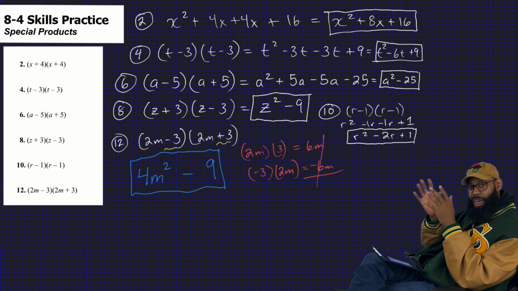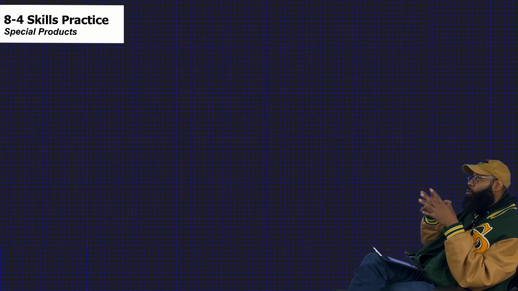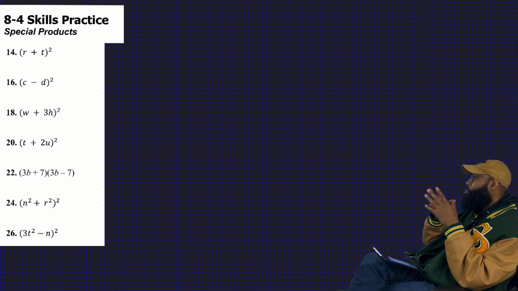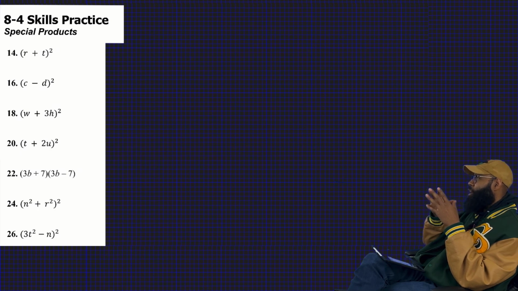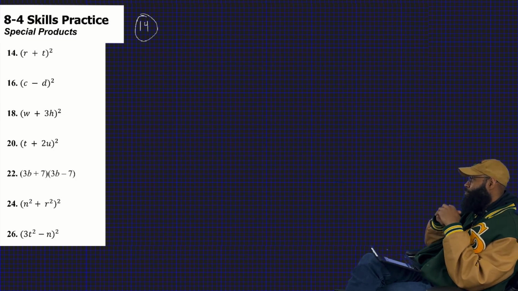Every single one we have is disappearing unless your constants are opposites. So you notice the r minus 1 and r plus 1. Even in this one, number 22, 3b plus 7 and 3b minus 7, right? Those are going to cancel. So let's keep it moving, guys, because nothing's changing. This is what I love about this lesson.